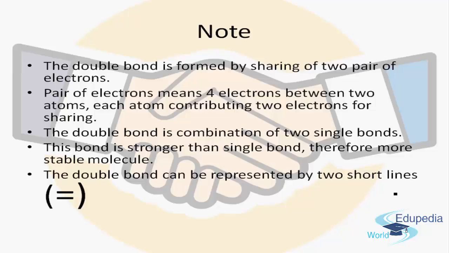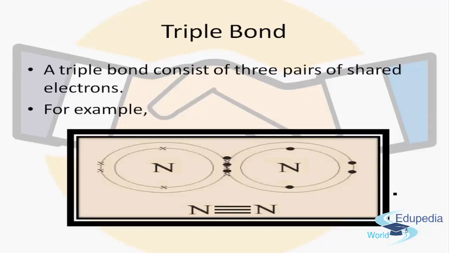So now we come up to the triple bond. A triple bond consists of three pairs of shared electrons, as a bond is formed by three pairs. So there are 6 electrons which take part in the bond, as a triple bond is actually a combination of 3 single bonds. So it's represented by putting 3 short lines between 2 atoms. Let's take an example of the nitrogen molecule, which contains a triple bond. You can see here.